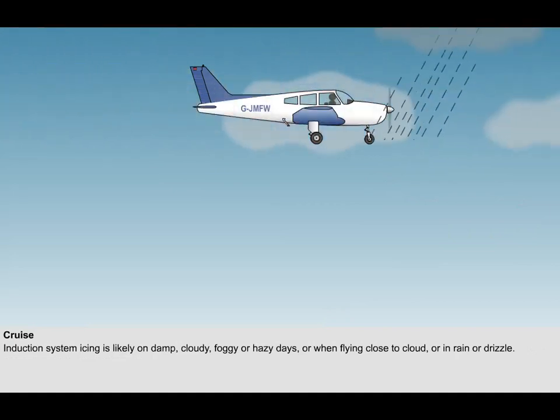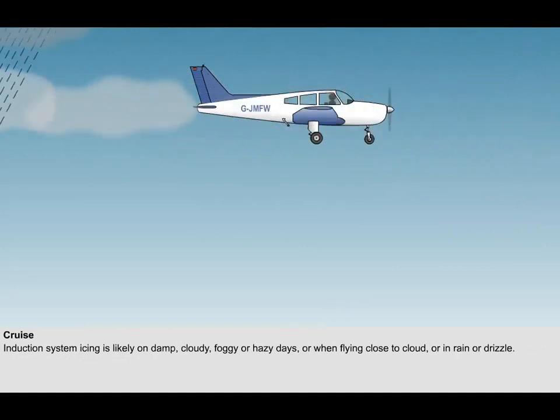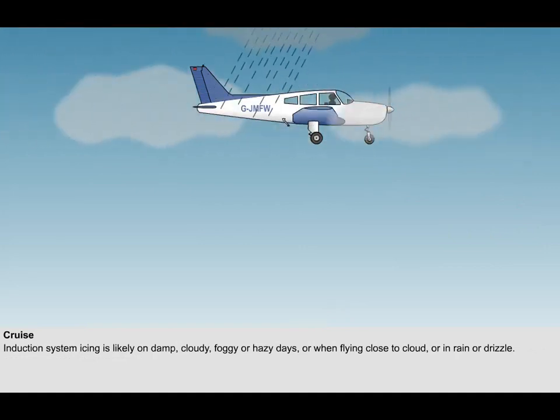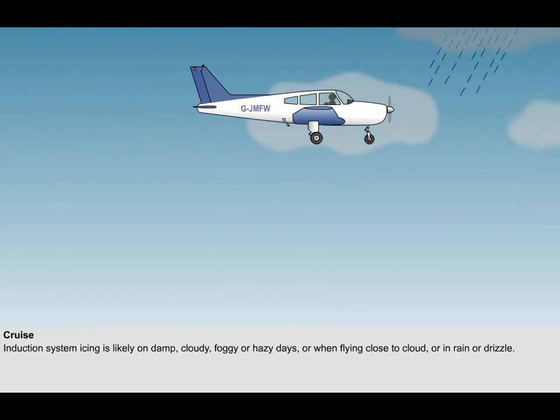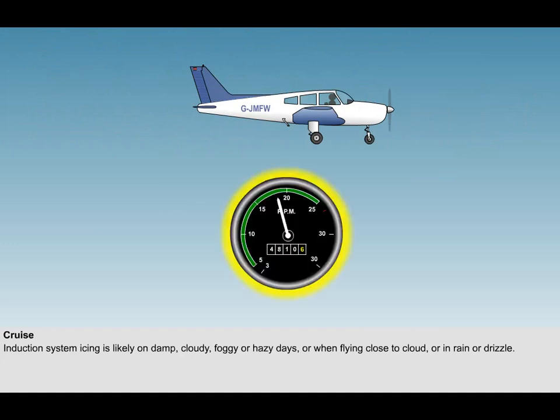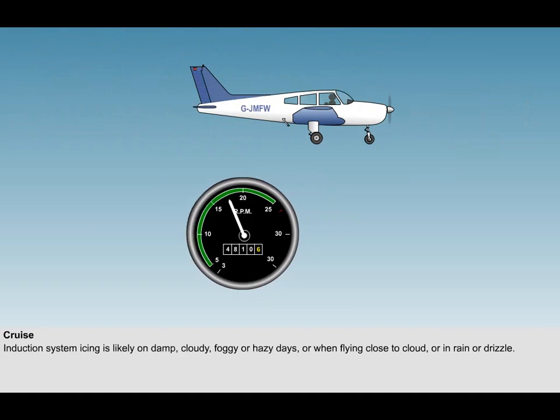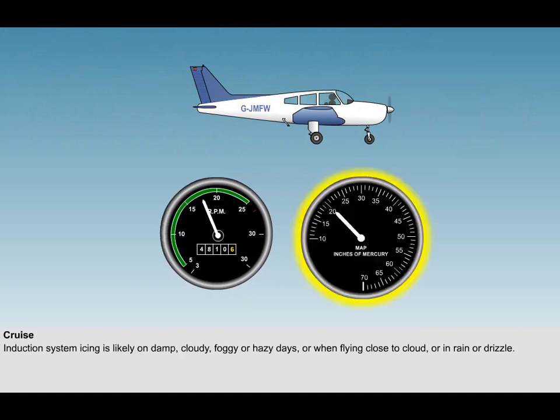Throughout the flight, the pilot must be aware of conditions which are likely to cause induction system icing: damp, cloudy, foggy or hazy days, or times when flying either close to cloud or in rain or drizzle. You should also be alert for an unaccountable loss of engine RPM or manifold pressure.